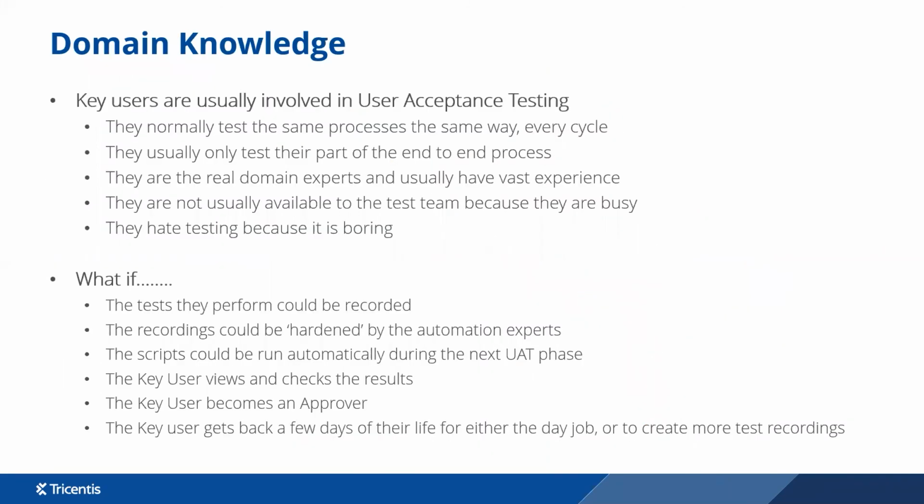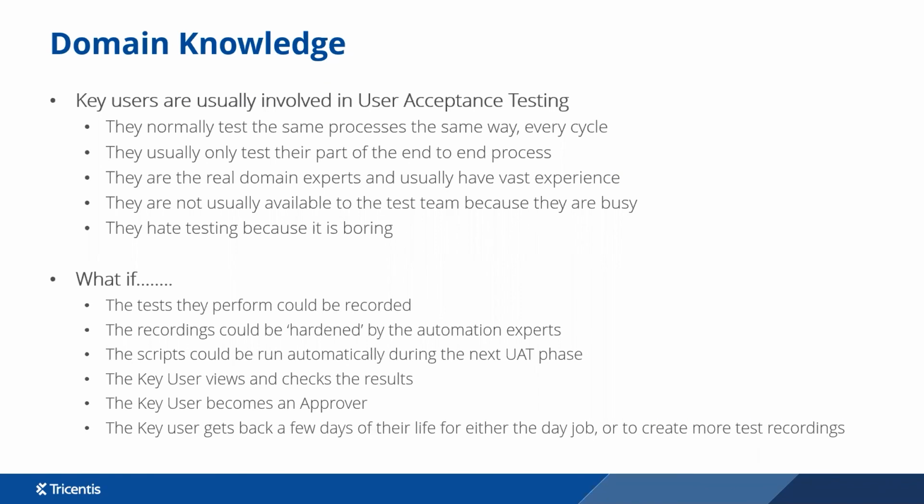Okay, so now we get to the important bit, which is the domain knowledge. Let's assume a 4-week UAT cycle. You get the key users involved, they do the manual testing, and they generally test the same processes every cycle, in the same way, because these are obviously the end-to-end key processes. They may do a little bit of exploratory testing around that, but generally they'll have a list, either generated from the BPML or from the project or whatever it is, to say you need to test these processes. They only usually test their part of the end-to-end process.